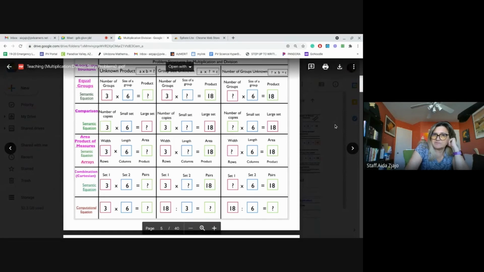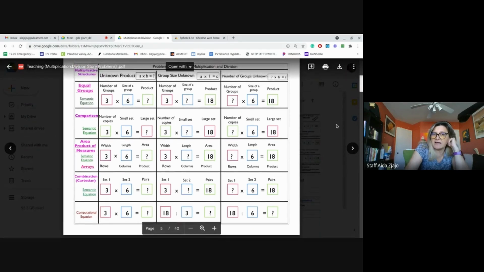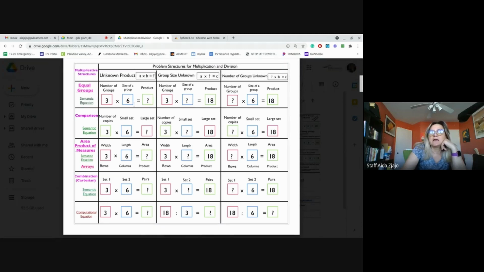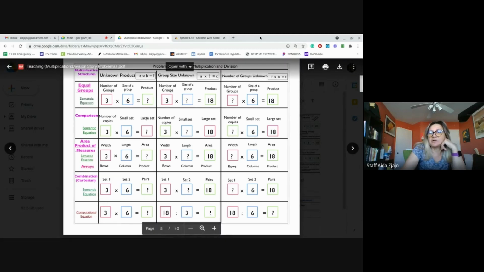Also, in equal groups, we can see there are three different kinds of problems that our students can deal with. One is where the product is unknown, and the number of groups is known and the size of a group is known. This is called a multiplication problem, and its semantic equation is when you multiply two factors, you get a product as your answer.